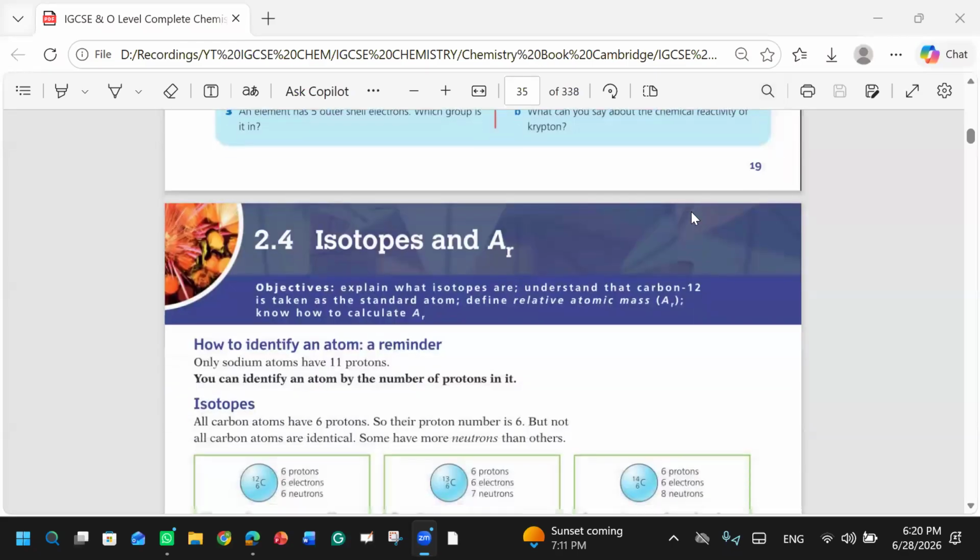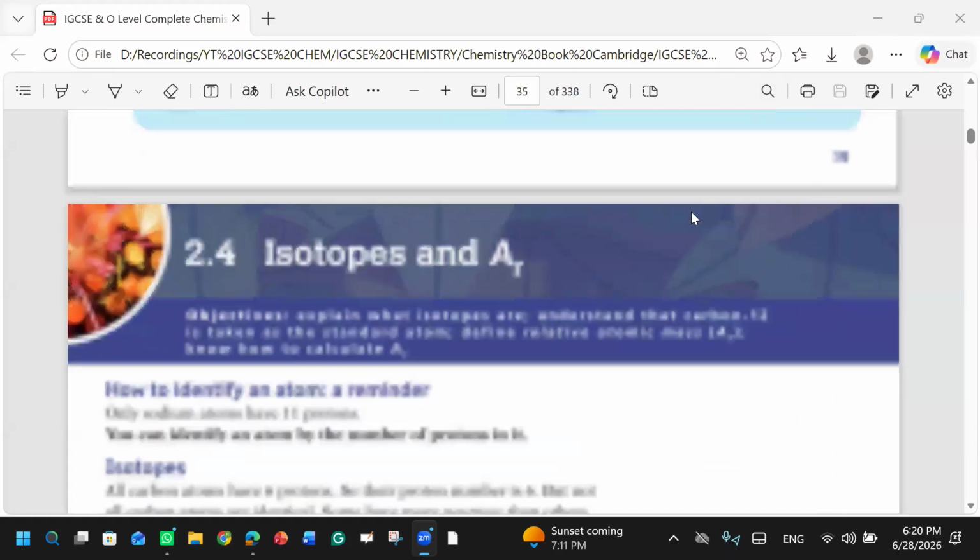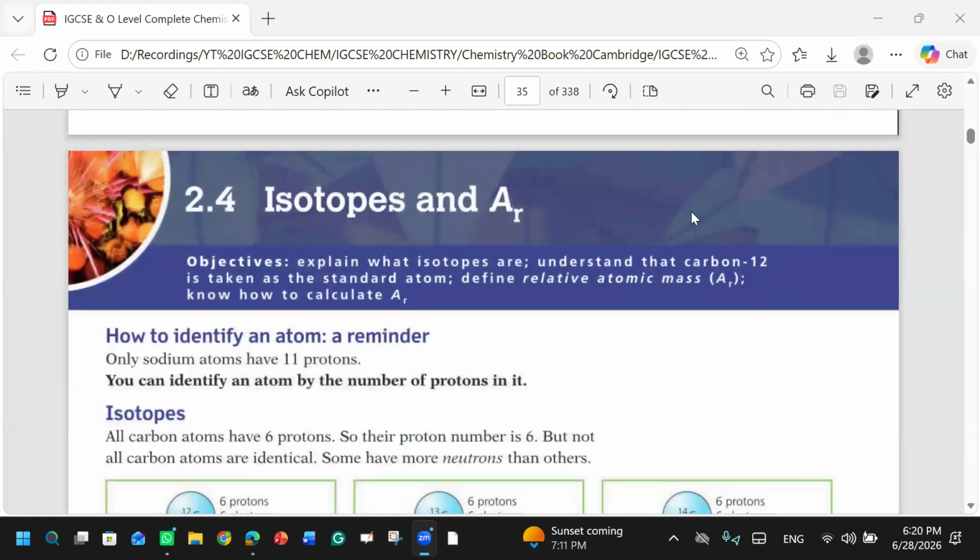Recording in progress. Proton and neutron. Not proton and neutron. Isotopes, if electron, you only neutrons are different. Okay, only neutrons are different.